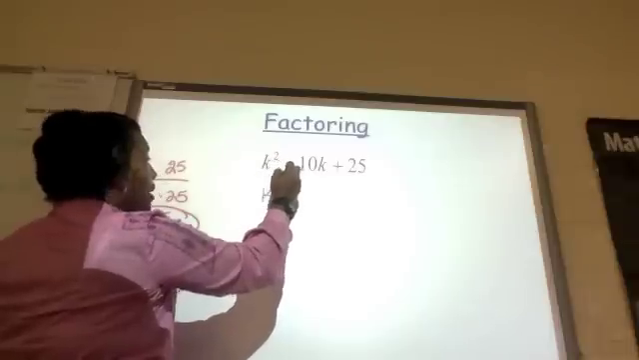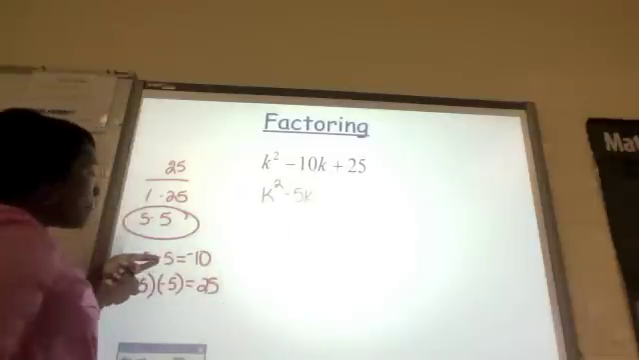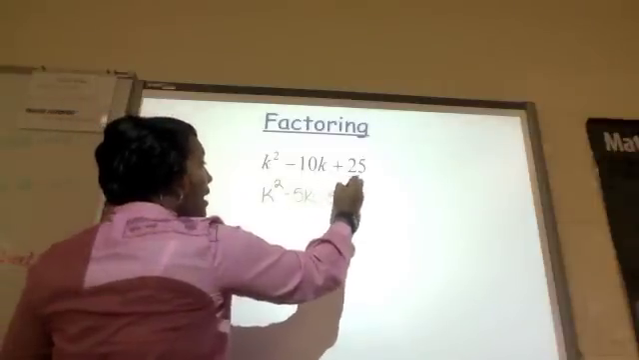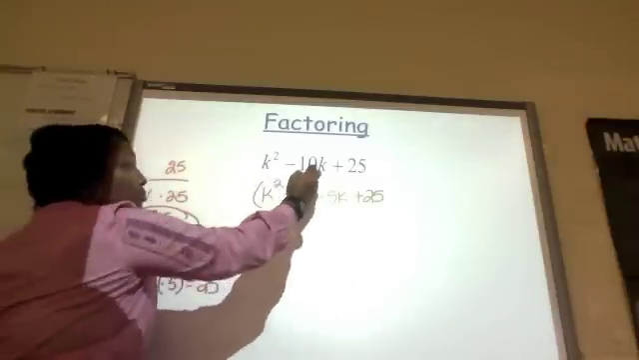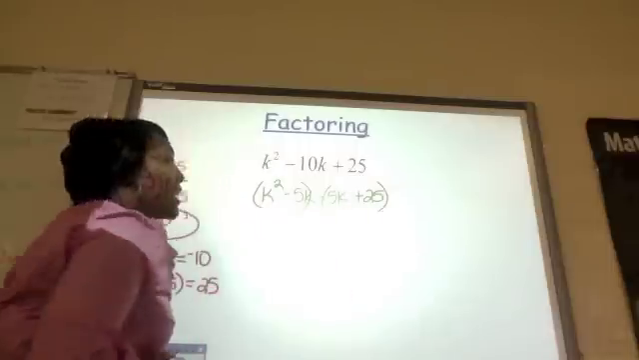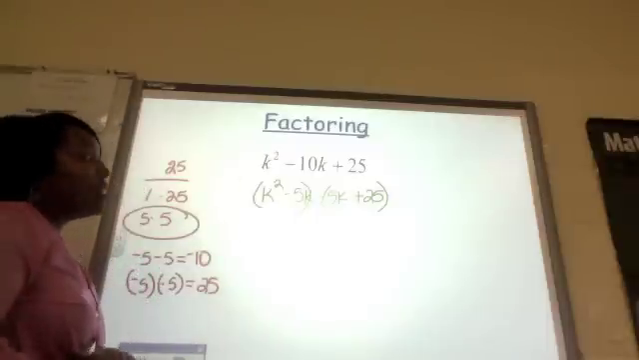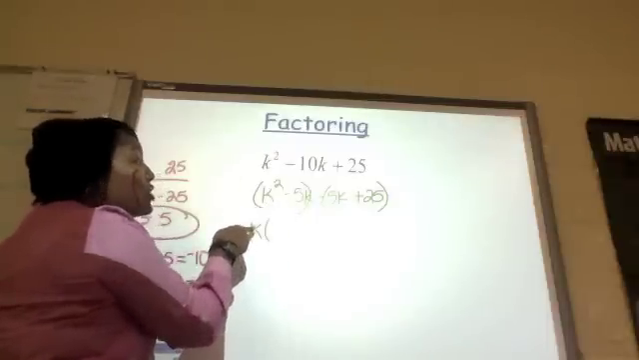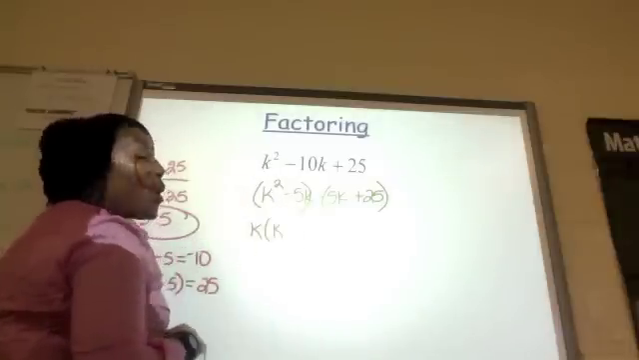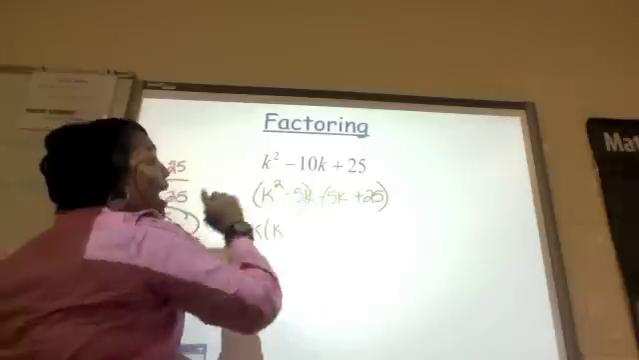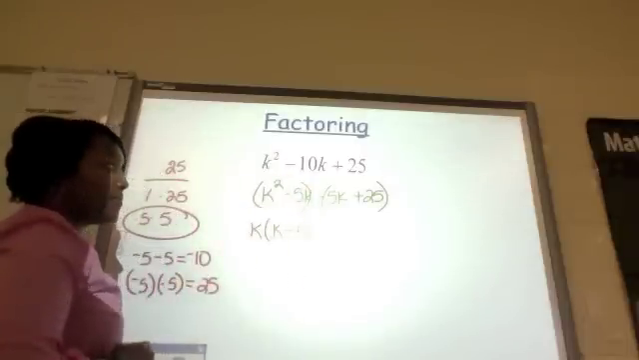This will be k squared minus 5k minus 5k plus 25. The next step is to group. First 2, second 2. What is my greatest common factor? k. What can I do to k to get k squared? Multiply by k. What can I do to k to get negative 5k? Multiply by a negative 5.